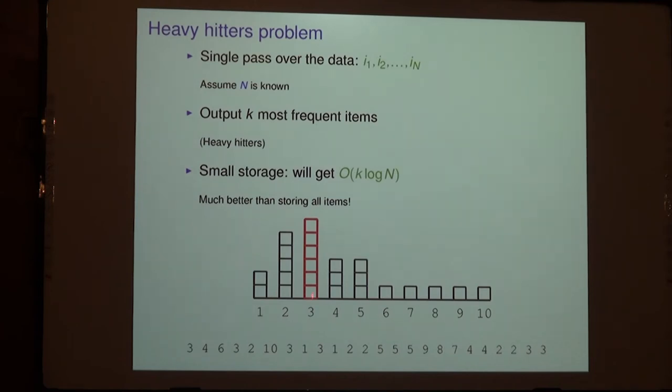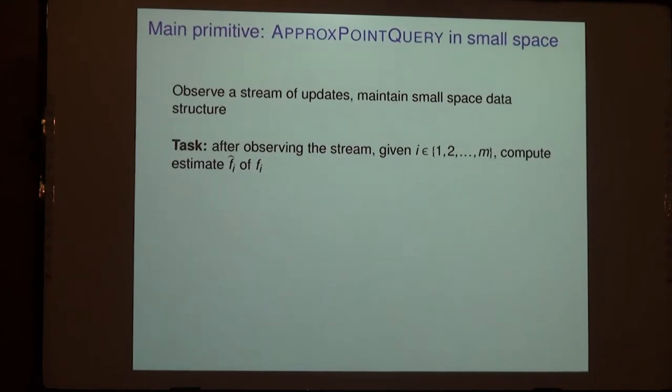So for example here, if k is 1, then our task is to figure out that the item 3 appears in the stream most often. We want small storage that is proportional to k and only with weak logarithmic dependence on the size of the universe or the length of the stream.